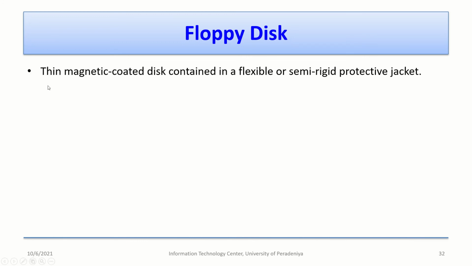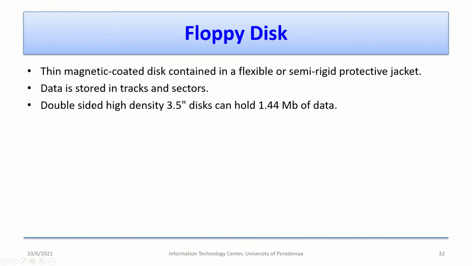A floppy disk is a thin magnetic-coated disk contained in a flexible or semi-rigid protective jacket. Here, data is stored in tracks and sectors, all right? I'll explain tracks and sectors later. A double-sided high-density 3.5-inch disk can hold 1.44 megabytes of data, so a small amount of data can be stored in a floppy disk.